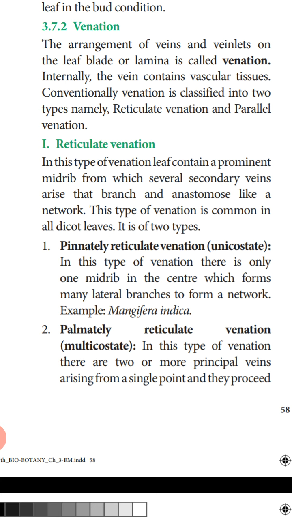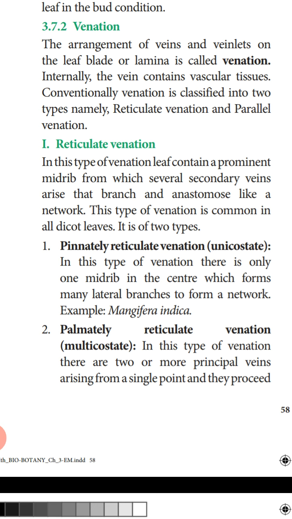In reticulate venation, a leaf contains a prominent midrib from which several secondary veins arise that branch and anastomose like a network. So that is what I said. The veins which arise from the midrib further branch and intersect each other to form a network-like structure. Then it is called the reticulate venation. This type of venation is common in all dicot leaves.